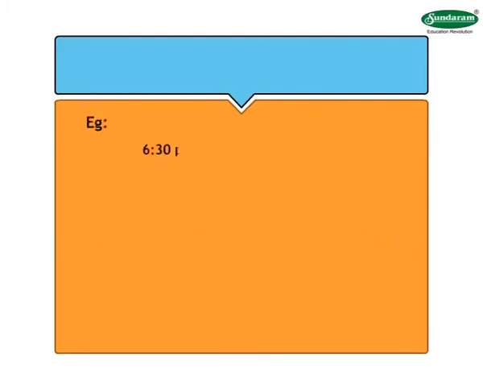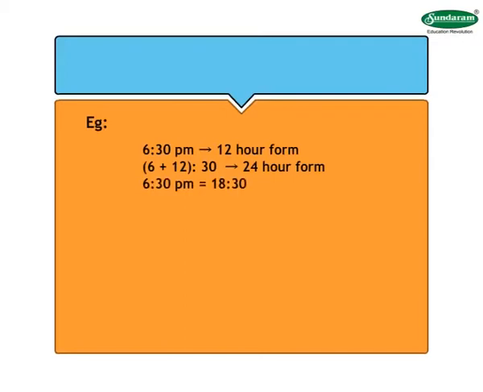Example, 6:30 p.m. is the 12-hour form of writing time. To write it in 24-hour form, we add 12 to the 6 hours. Thus, 6:30 p.m. is equal to 18:30 hours.